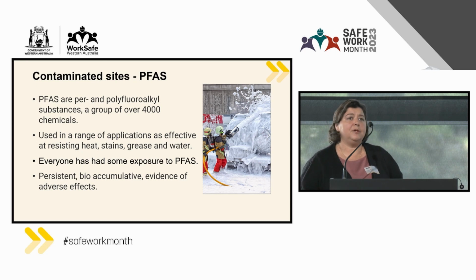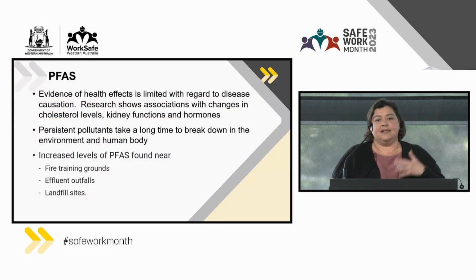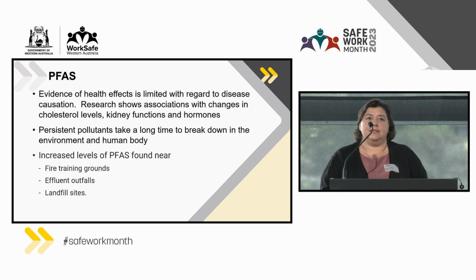Well, they're a problem because they're persistent in the environment, they stay in the environment, they accumulate, they're bioaccumulative, and there's some evidence of adverse effects. So as soon as you see a persistent organic pollutant like this, you basically want to try and manage and minimise exposure because it's just not a good idea to have these in the environment. However, with PFAS, unlike asbestos, which is a class 1 carcinogen, and silica, which is a class 1 carcinogen, the evidence of health effects is somewhat more limited with regard to actual disease causation.